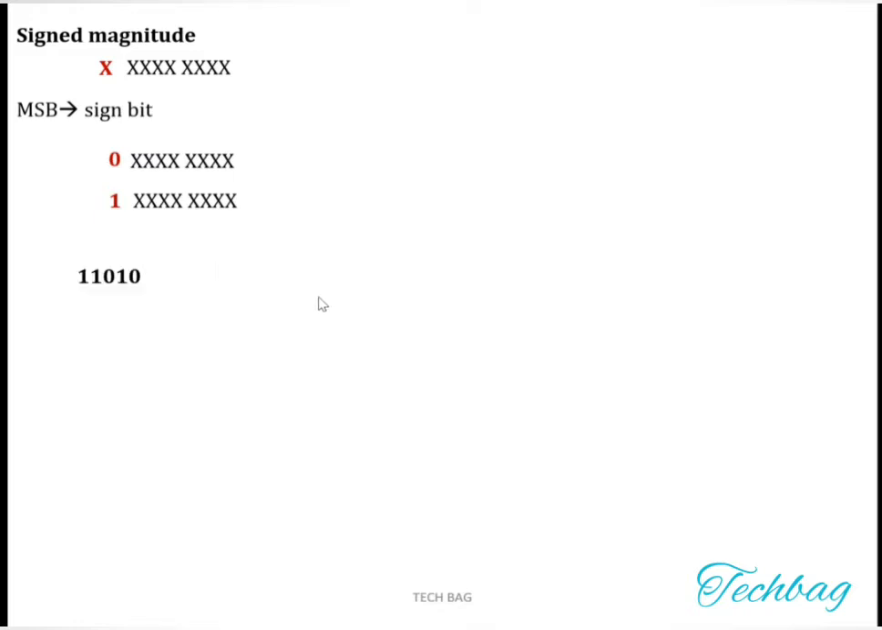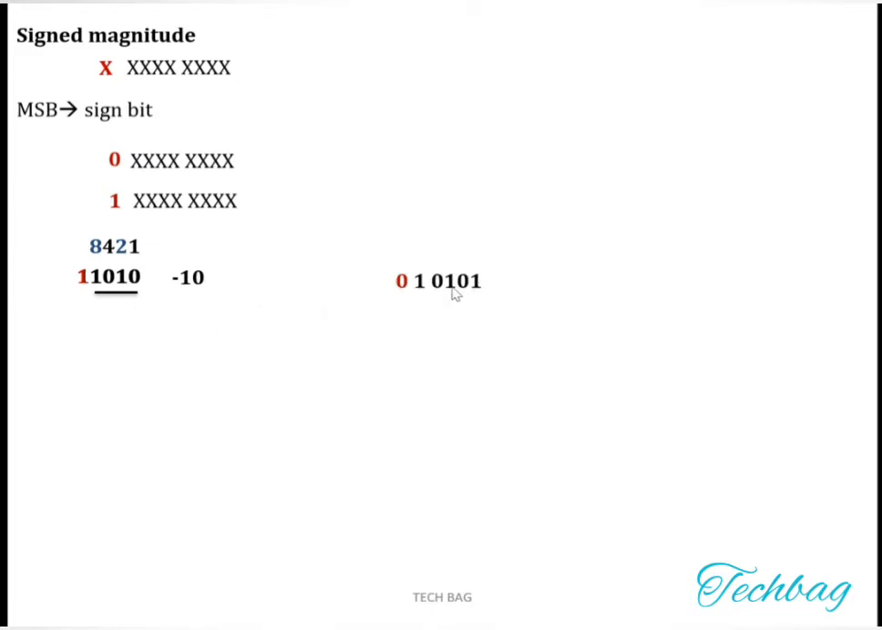Let us see some examples. Here 11010, which is represented in signed magnitude representation. Here the first bit, that is the most significant bit, represents the sign of the number, that is 1, so the number is negative. Next, the remaining 4 bits represent the magnitude of that number. Here I mentioned the position weight, 8 plus 2, 10. So the number is minus 10.